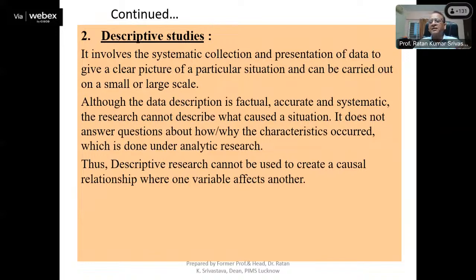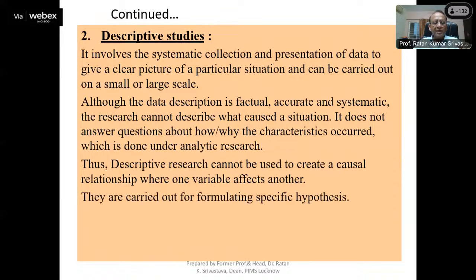Like the cross-sectional study is one descriptive study, you can call it. They are carried out for formulating specific hypotheses. Yes, descriptive or exploratory studies are the first studies carried out to make some hypothesis. And on the basis of that hypothesis, we make another final study design for the concept so that we can make it operational and then carry out that particular research.